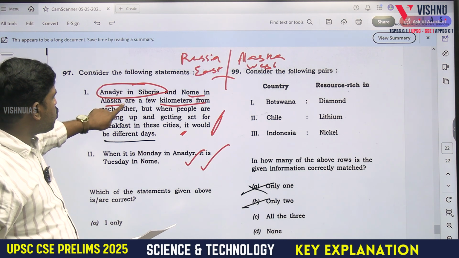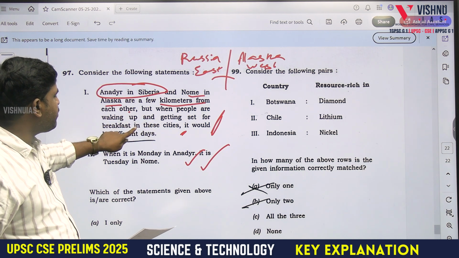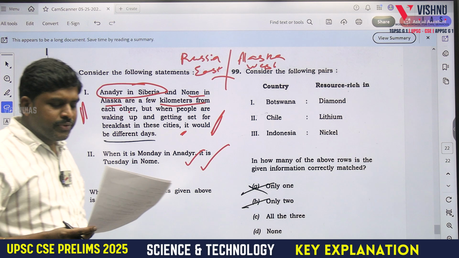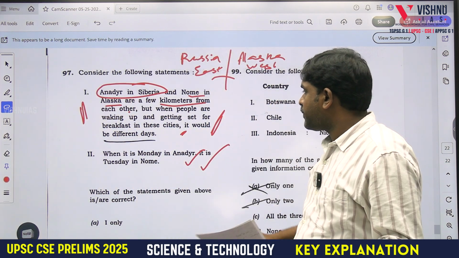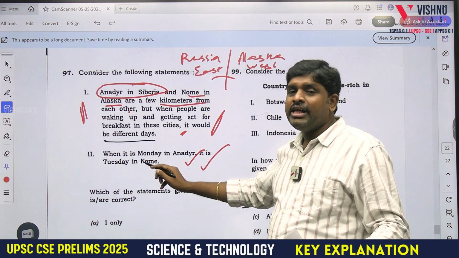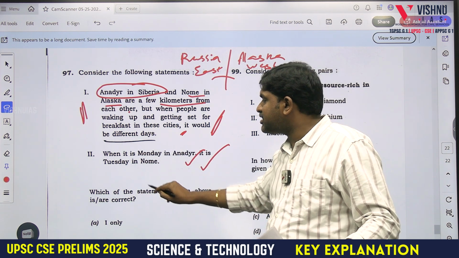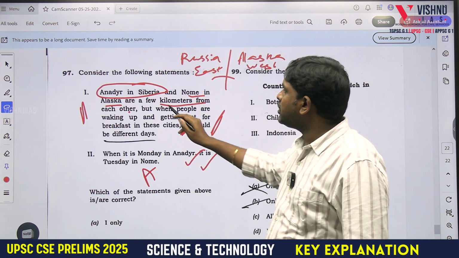Anadyr in Siberia and Nome in Alaska are a few kilometers away from each other, but when people are waking up and getting set for breakfast in the cities, it would be different days. So this is the correct statement. If it is Monday in Anadyr, it will not be Tuesday, it will be Sunday. So only statement one is correct. So answer is A. If you remember the world map, then we can come to the conclusion.